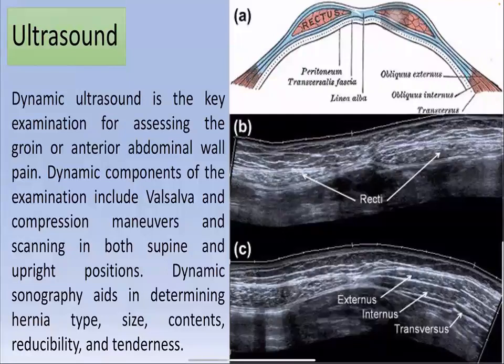This is a cross-section diagram. Here is the rectus muscle, and this is another rectus muscle, and in between is the linea alba. Here, the rectus muscle. This is the linea semilunaris, and this is the external oblique muscle, internal oblique muscle, and transverse abdominal muscle. And here is the skin and subcutaneous tissue.